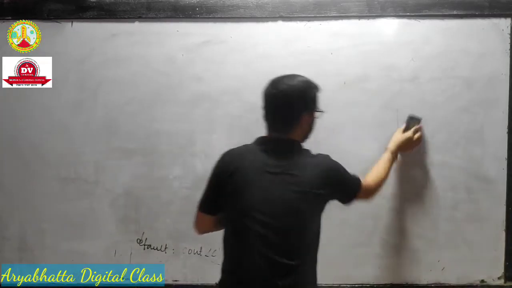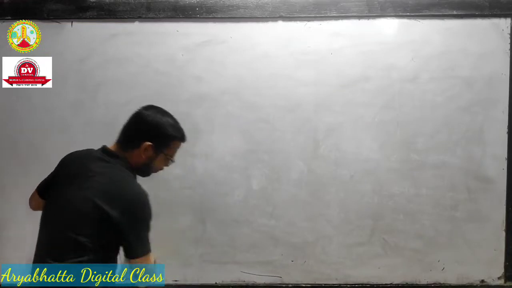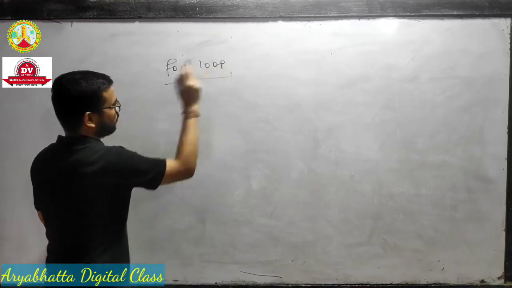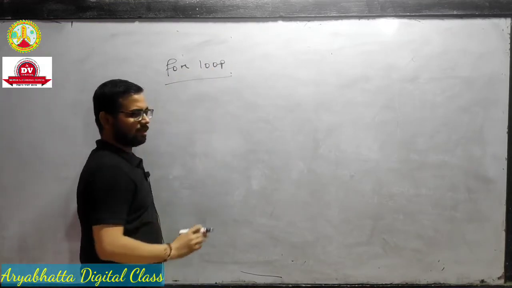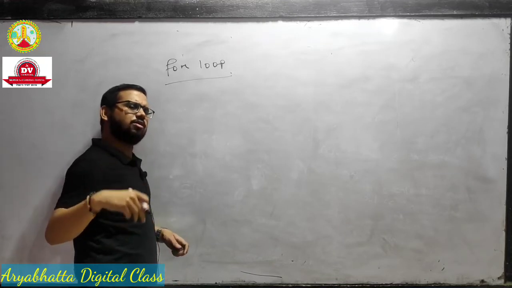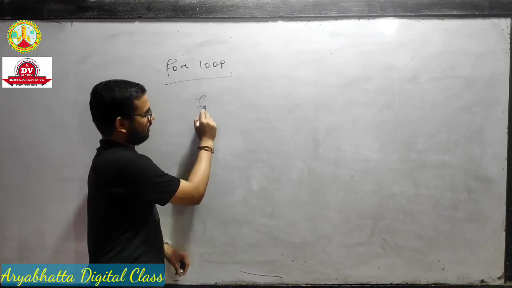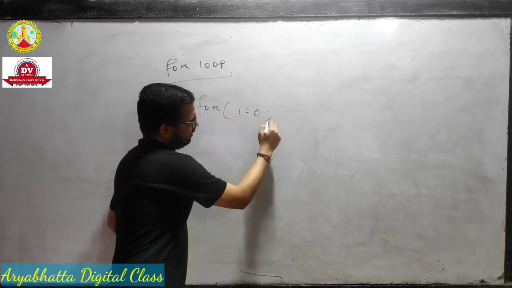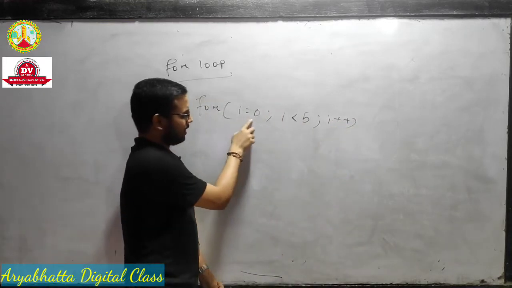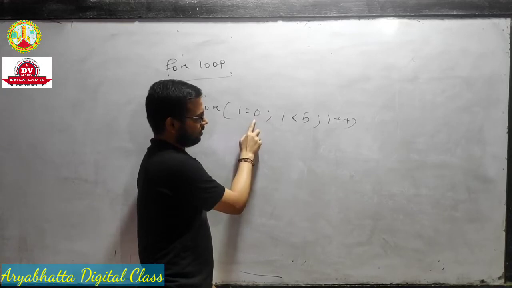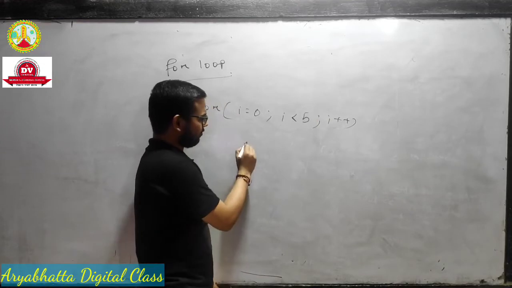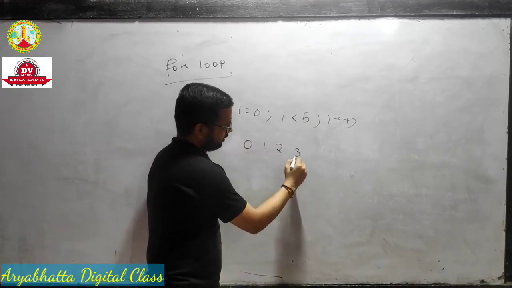Now, the last topic for our class is the for loop. In a for loop, we can write initialization, condition and incrementation or decrementation in one line. See, for loop: i equals 0, i less than, i plus plus. This is the initialization, starting from the initialized value 0. This is the condition, and this is for incrementation or decrementation. Starting from 0, 1, 2, 3, 4.